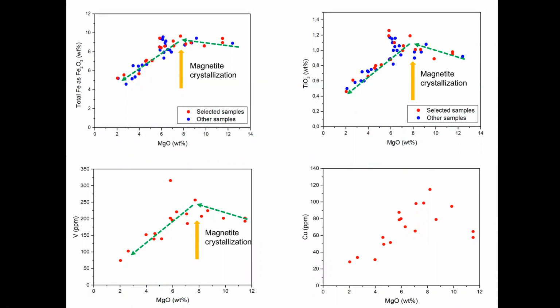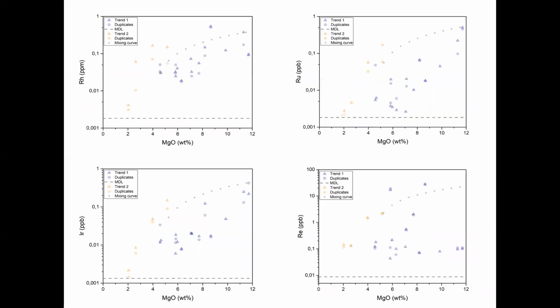And the breakpoint in the copper trend, occurring at about the same time, is marking the sulfide saturation. The correlation between these two processes has been reported previously, and they show that the magnetite saturation lowers the oxygen fugacity of the silicate melt, and it converts soluble sulfides into less soluble sulfides.